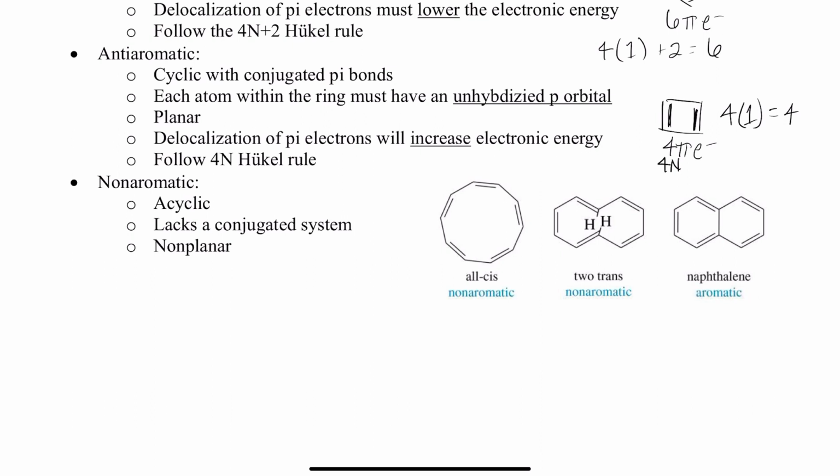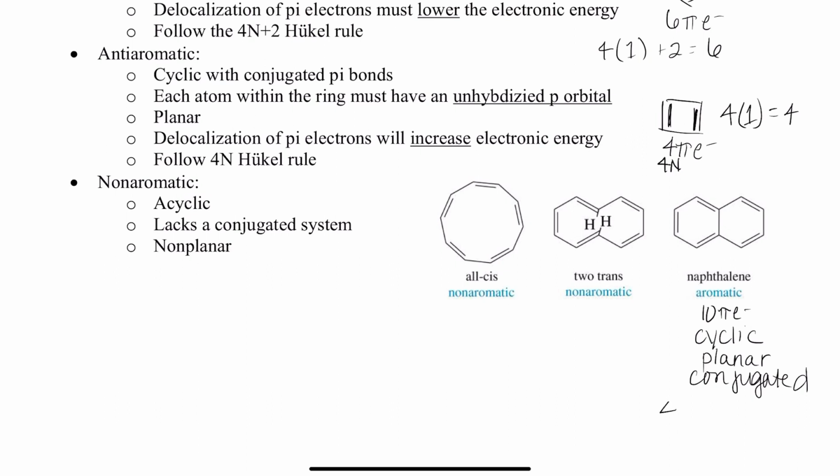However, if we look at naphthalene, this is what we call a polynuclear aromatic hydrocarbon, and we'll cover this in just a little bit, but essentially, these are many aromatic compounds that are fused together. And these are planar. So if we go ahead and count all of our pi electrons, we have 2, 4, 6, 8, 10. We have 10 pi electrons. We see that this is cyclic, this is planar, and we have a conjugated system.